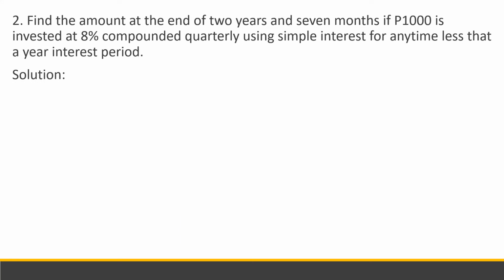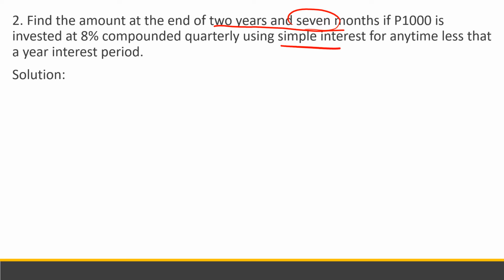Okay, so for the second problem, find the amount at the end of 2 years and 7 months if 1,000 is invested at 8% compounded quarterly using simple interest for any time less than a year interest period. So for 7 months interest, yung 7 months, gagamitan natin ng simple interest. So first is, guguhit tayo ng cash flow diagram.